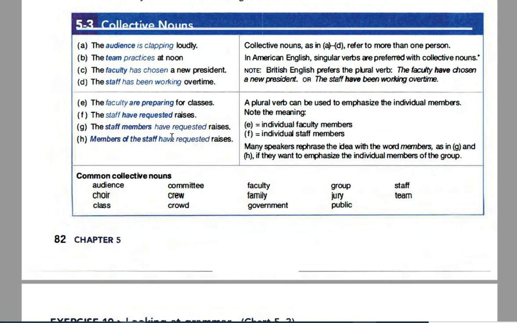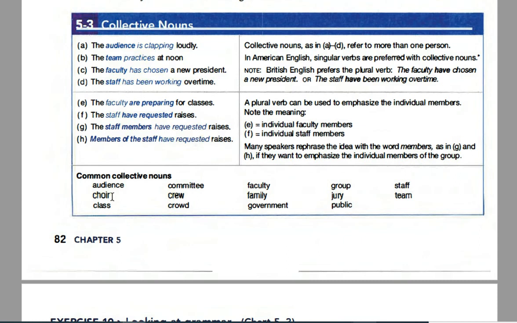Members of the staff have requested raises. So E and F: individual staff, individual faculty. Many speakers rephrase the idea of this as "what in H" if they want to emphasize the individual members, like members of the staff. Because when you say "the staff have requested," some will think about why they didn't add the members. So here they only change the structure of the sentence. So make sure that sometimes we have to give focus on members, and that's the point.